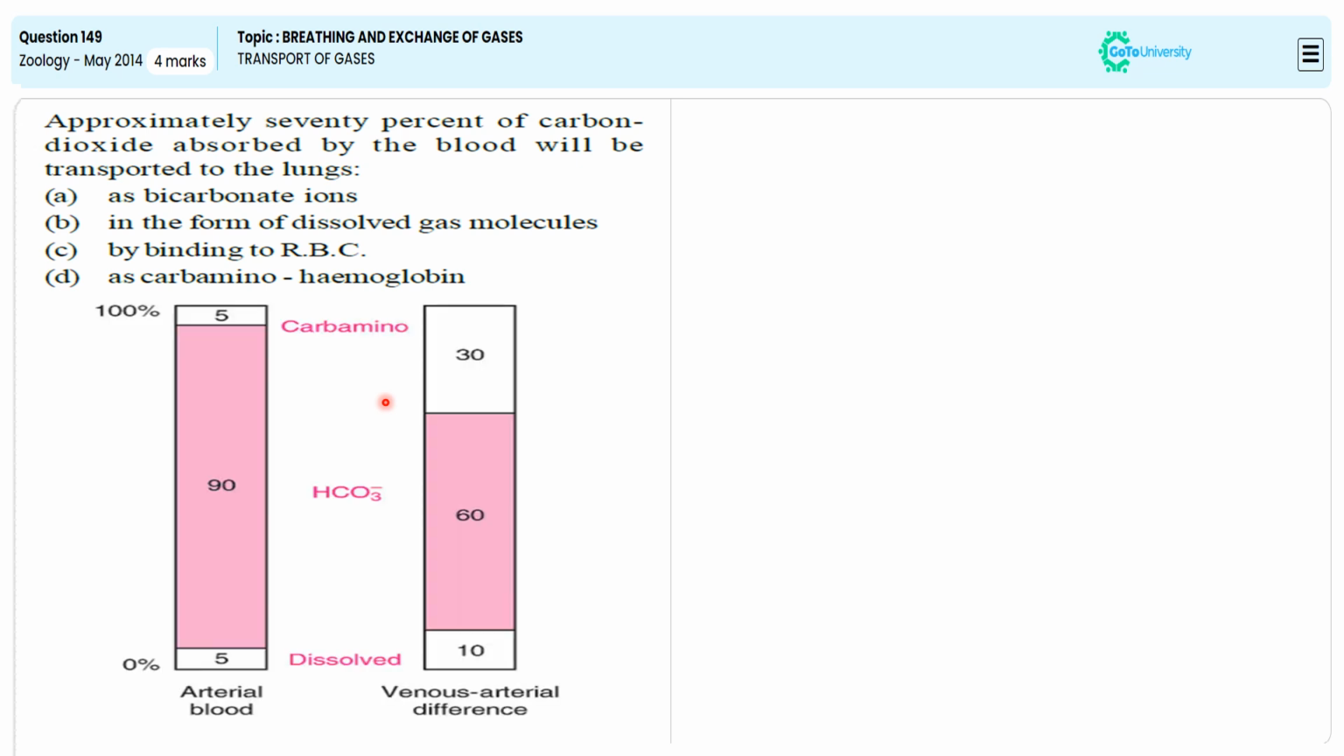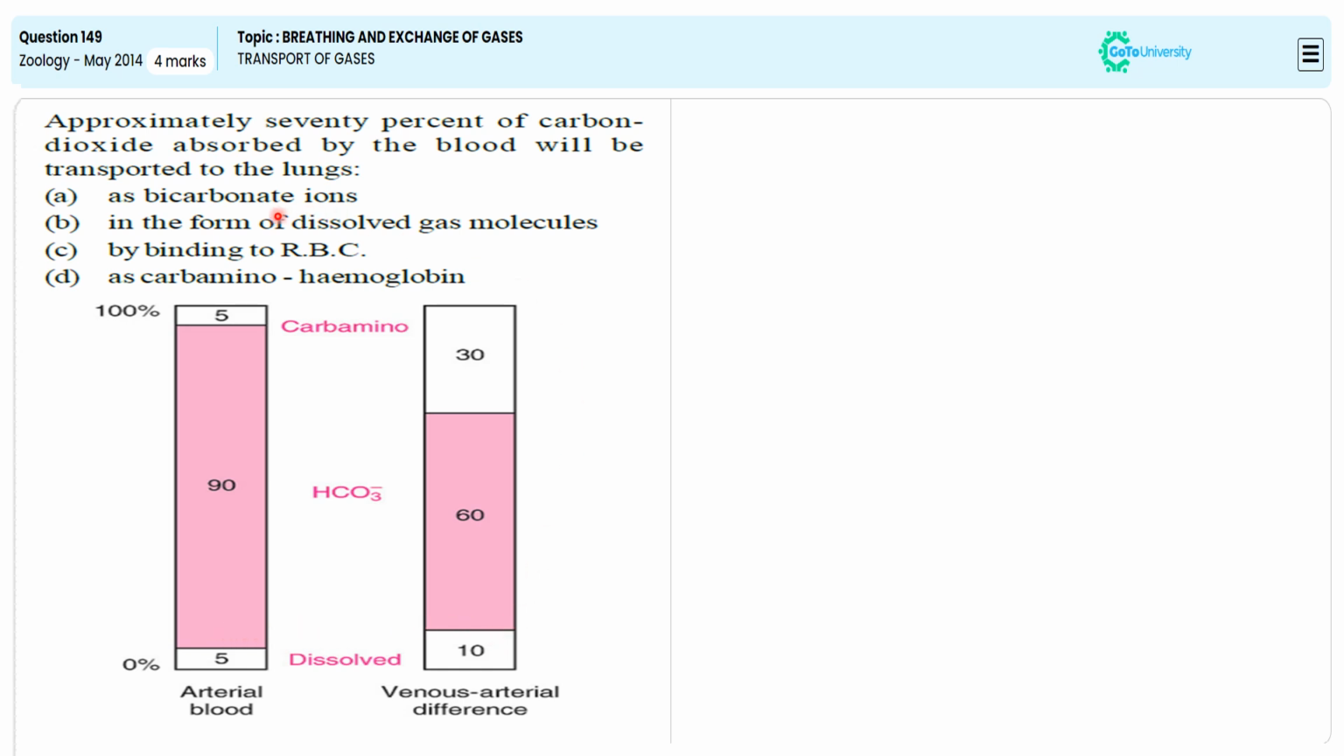Carbon dioxide is transported along with the hemoglobin as carbaminohemoglobin at a level of 5% in arterial blood, at a level of 30% in venous blood. Carbon dioxide is transferred as carbonic acid at a level of 90% in arterial blood and 60% in venous blood. Carbon dioxide is transported in dissolved form at a level of 5% in arterial blood, 10% in venous blood.